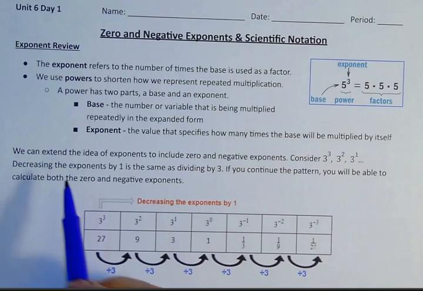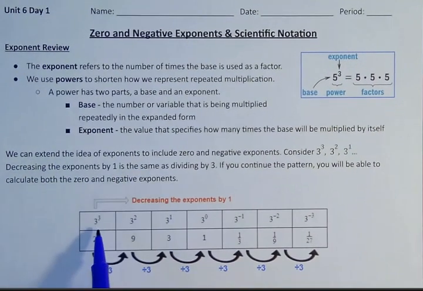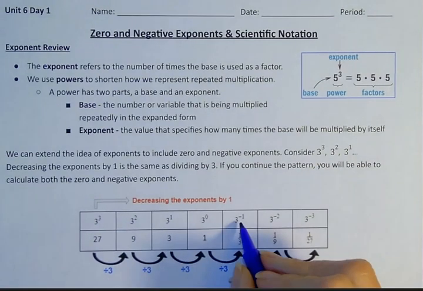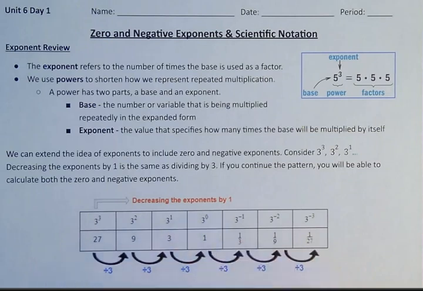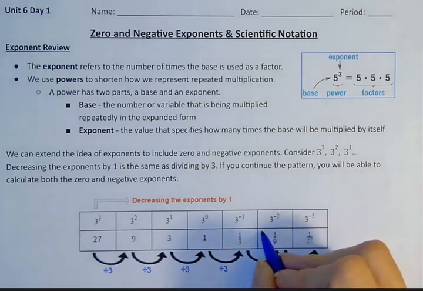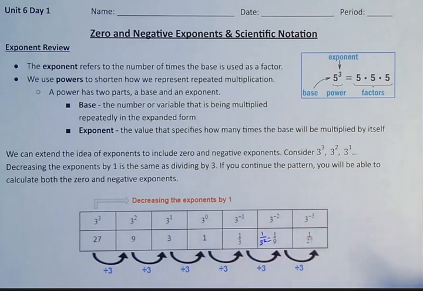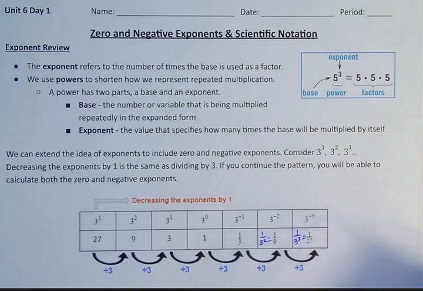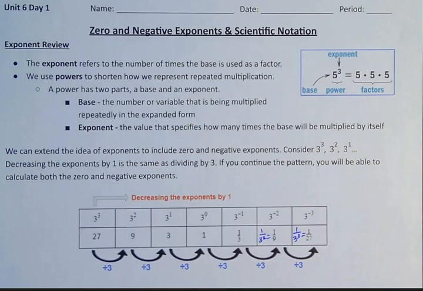Okay, 3 to the third, we're decreasing our exponent by 1. We go to 3 squared, 3 to the 1, 3 to the 0, and so on. And so you can see that we went from 3 to the 0, which is 1. When we divided by 3, we got 1/3. When we divided by 3 again, we actually got 1 over 3 squared, which equals 1/9. And when we divided by 3 yet again, we got 1 over 3 cubed, which equals 1 over 27.